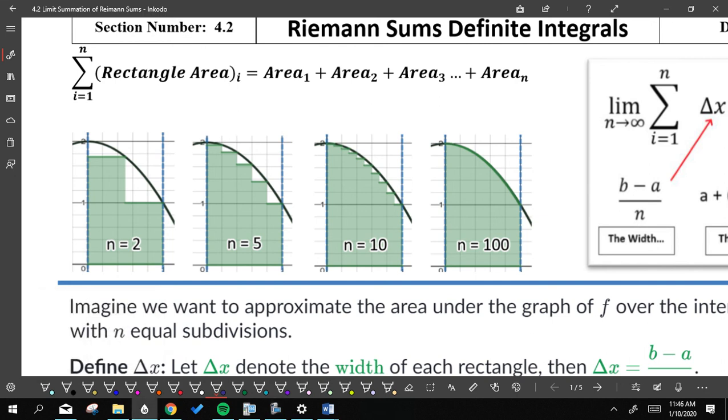We are connecting limits, summation notation, and integrals all together. So it's a lot of different stuff. Let's look at these 4 graphs here first. Okay, we're finding the area under the curve.